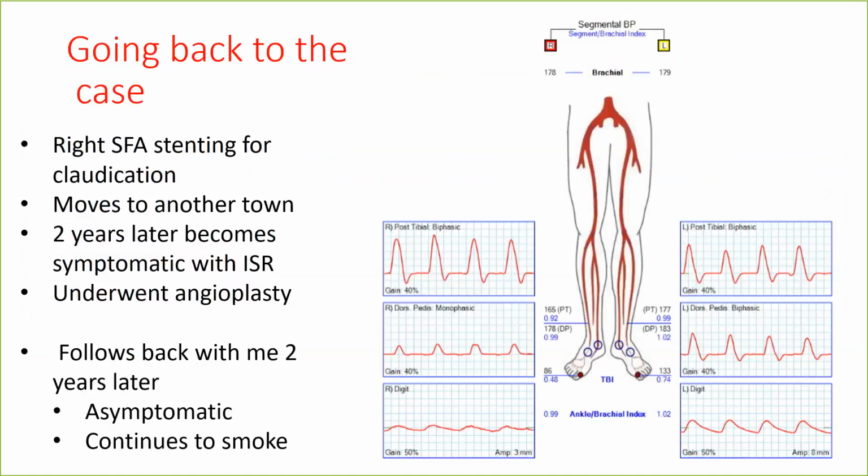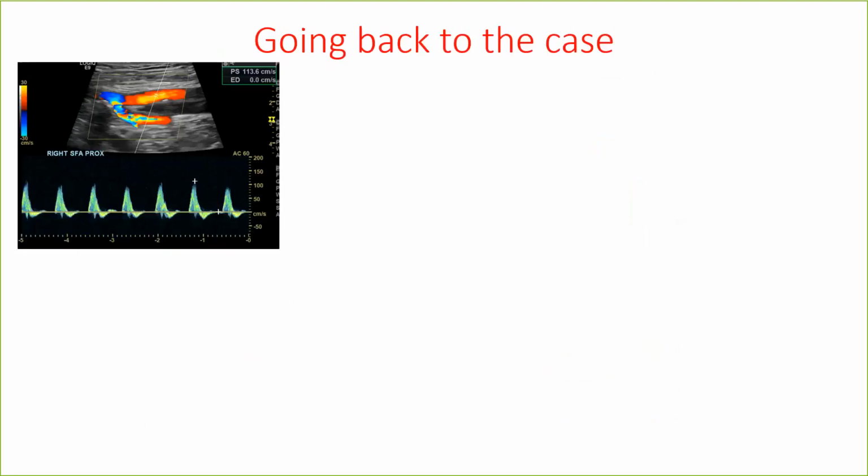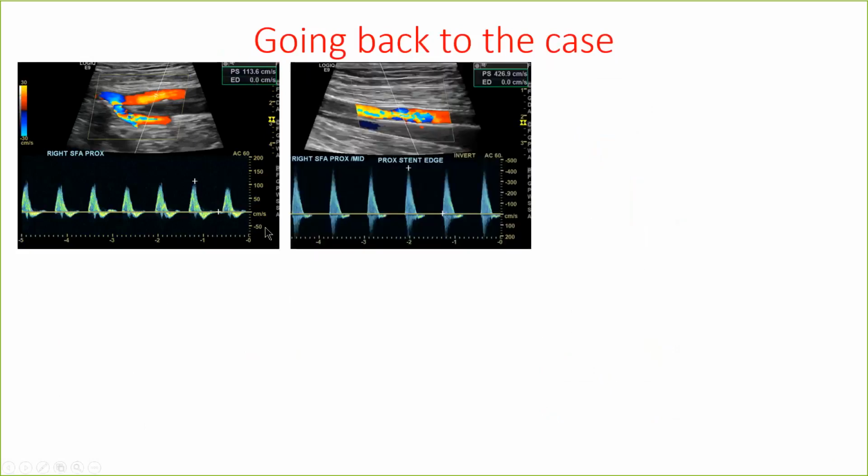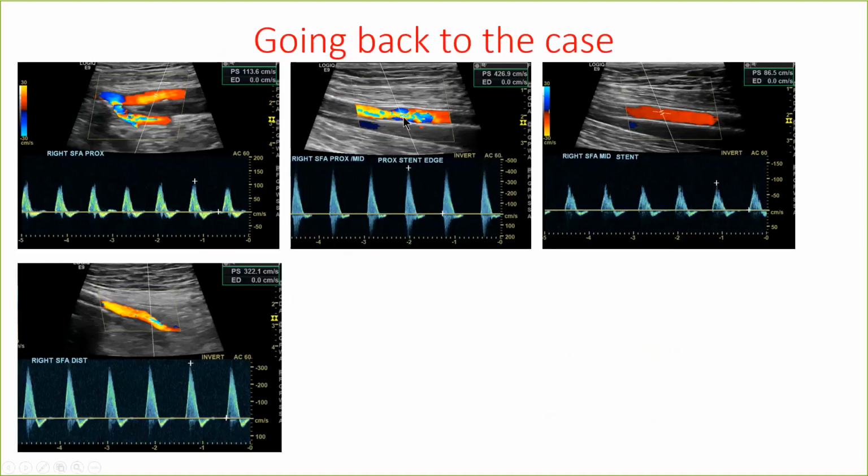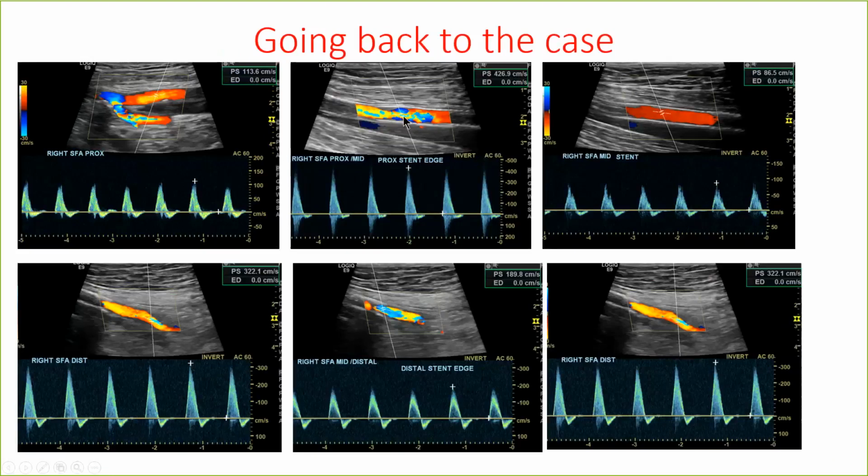Here's his ABI. You can see it's fairly normal at 0.99, with biphasic flow in the posterior tibial and monophasic flow in the dorsalis pedis, so there is certainly some disease there. We did a duplex ultrasound. The proximal SFA native artery has normal velocities with biphasic flow, but as we get to the proximal stent edge, the velocities go up to 426 centimeters per second with a lot of mosaicism, indicating severe in-stent restenosis here. The remaining duplex ultrasound findings seem to be okay.